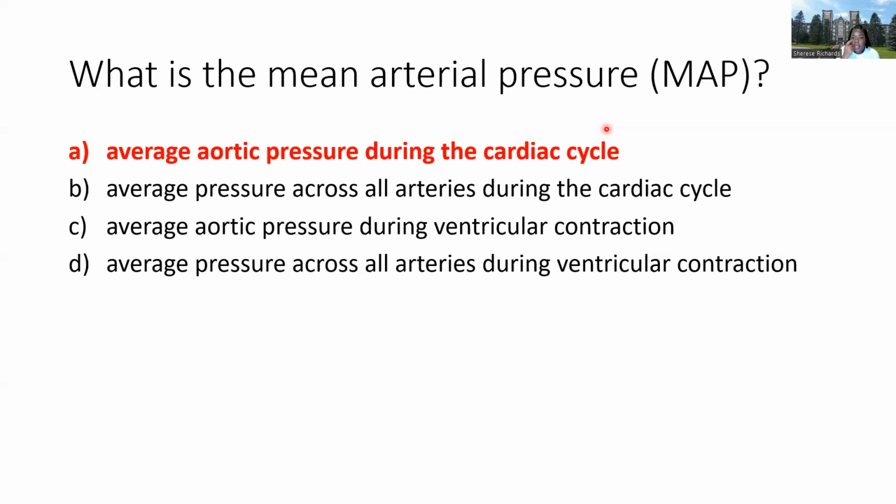Obviously C is not correct because it's not in the ventricle, or it's not just during ventricular contractions; it's across the entire cycle. And D is not correct because it's just in the aorta. It's not in all the arteries.